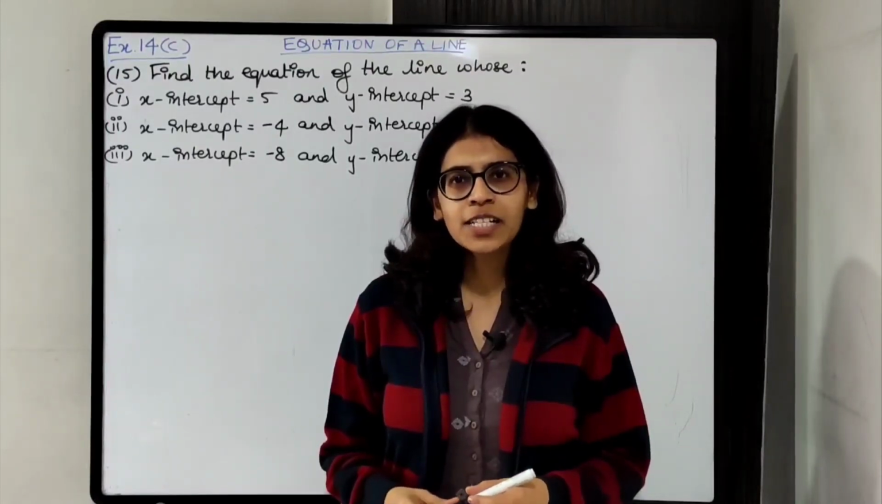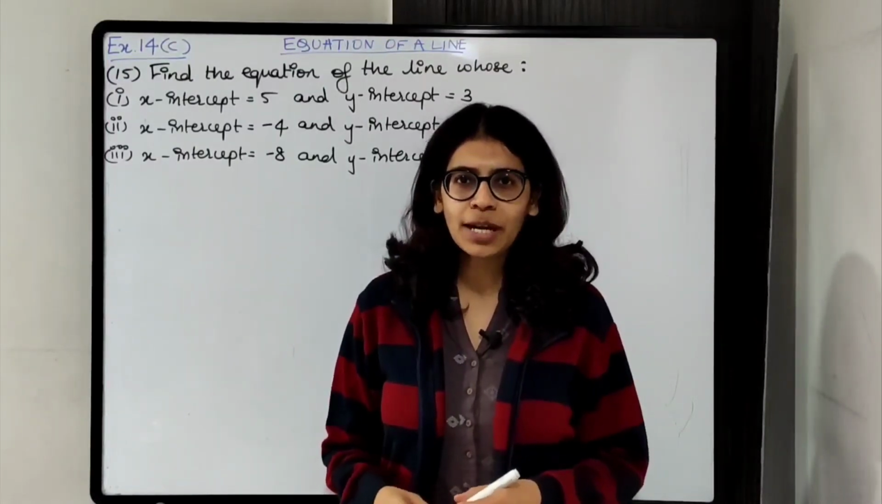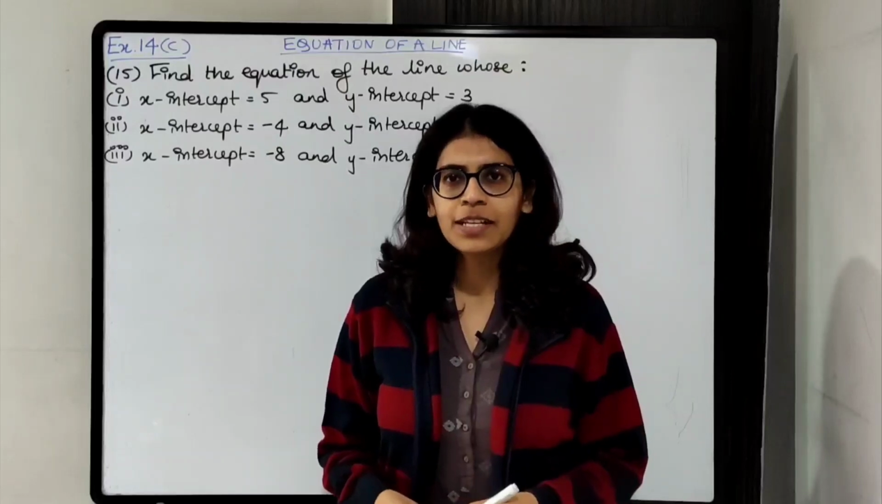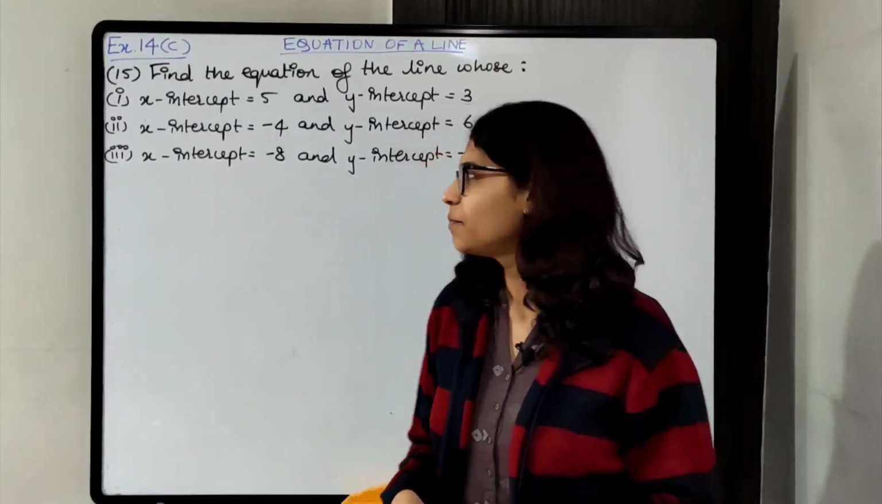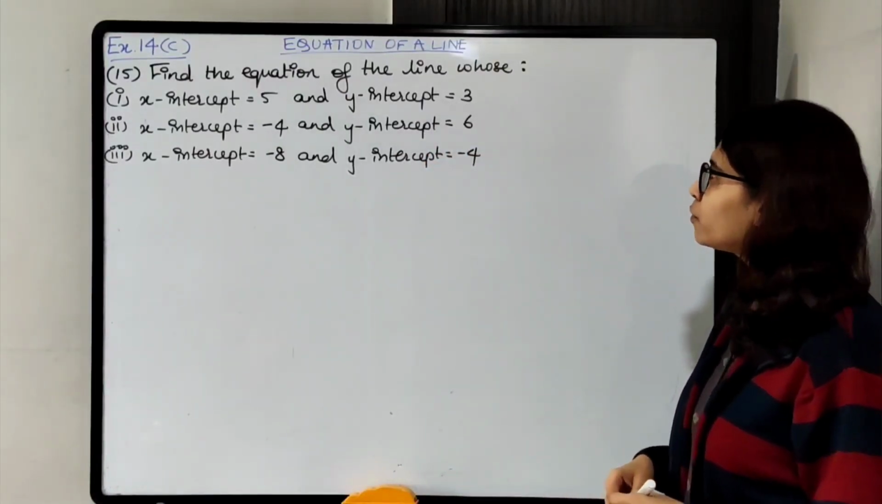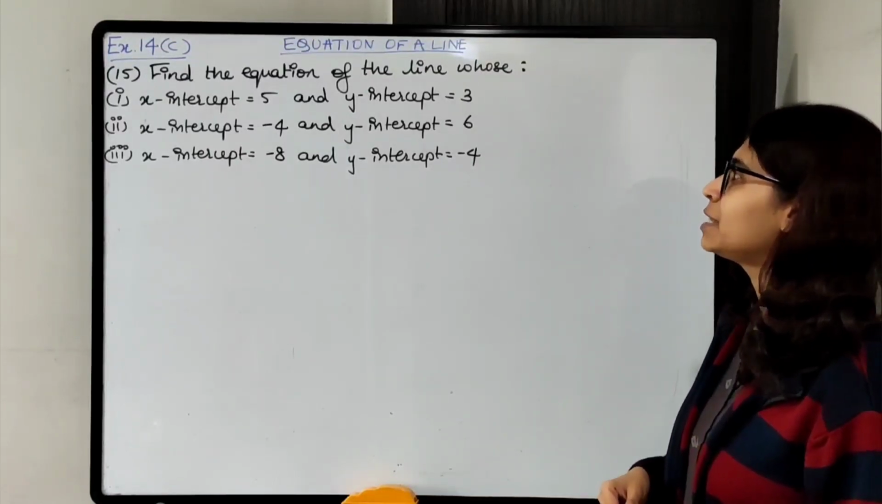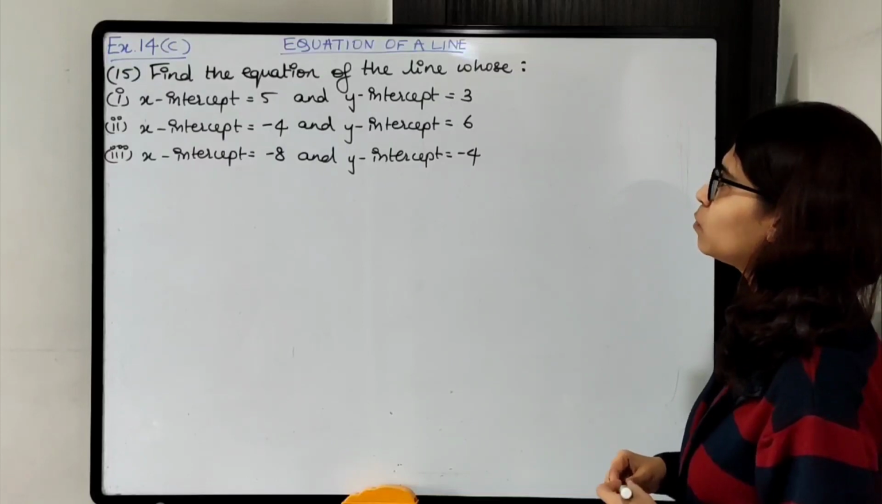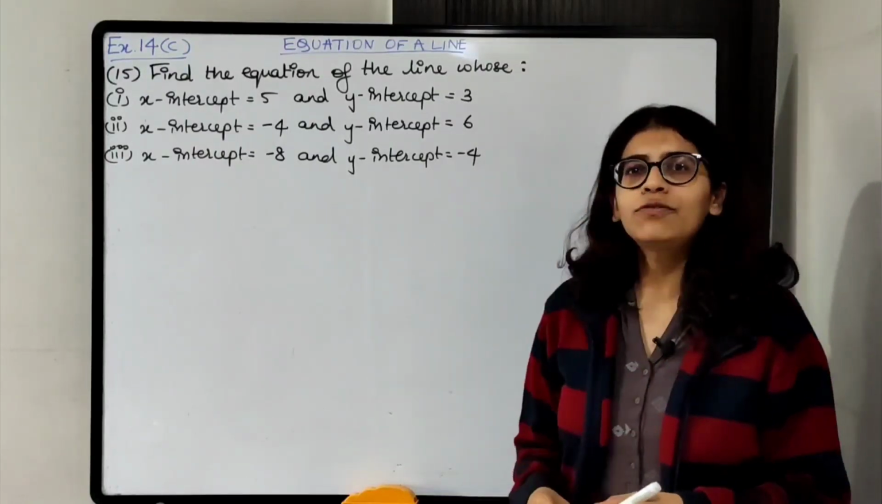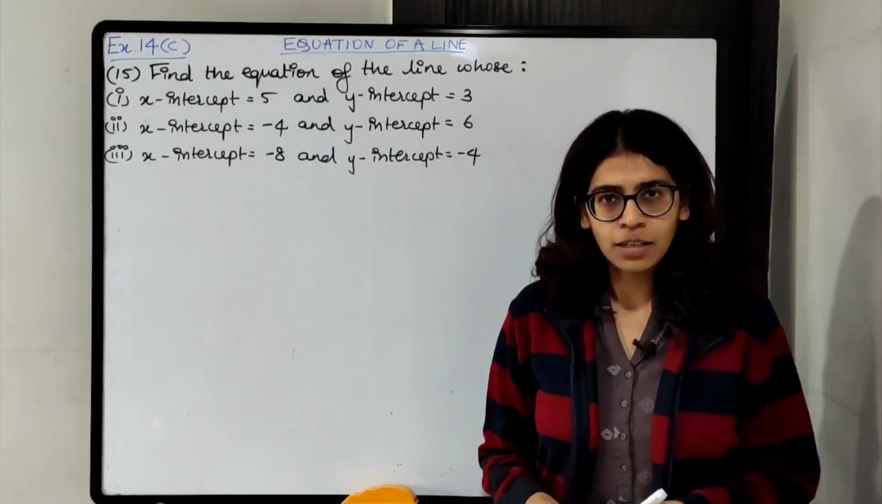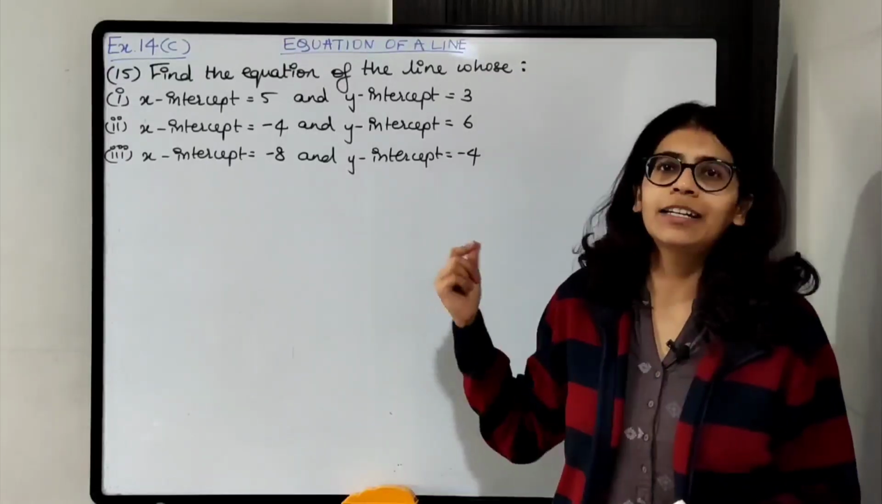In this video, we'll continue with exercise 14C from chapter Equation of a Line. So starting with question number 15. Find the equation of the line whose, there are three parts. So first part is x-intercept is equal to 5 and y-intercept is equal to 3. We have to find the equation of the line whose x-intercept and y-intercept is given.